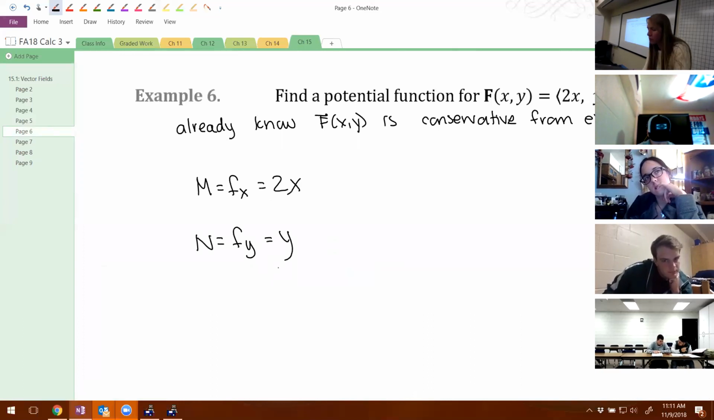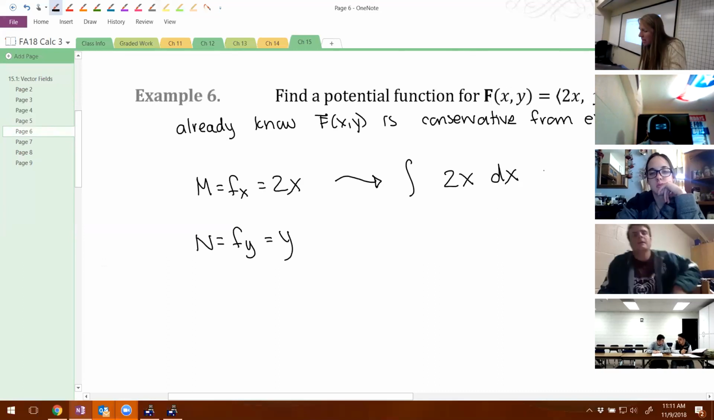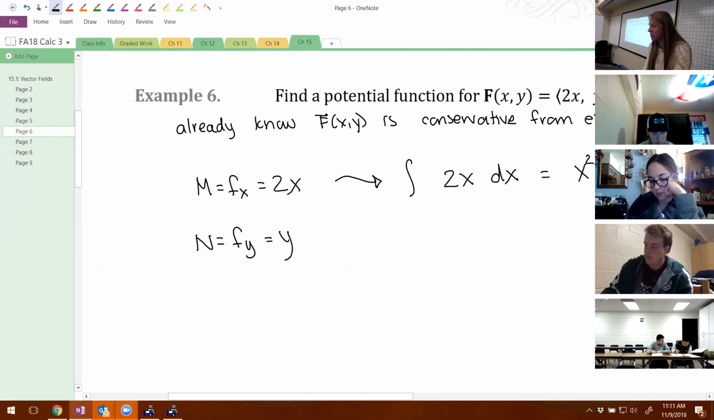Okay, so let's take M. What are we going to do to M? We're going to integrate this with respect to x. We're basically going to undo it. If that's the partial with respect to x, we need to integrate with respect to x to undo it. So what is the antiderivative of 2x with respect to x? x squared, and then plus a constant c, right? I'm going to go ahead and call it c1. Usually I don't care about subscripts, but here I'm going to list that.